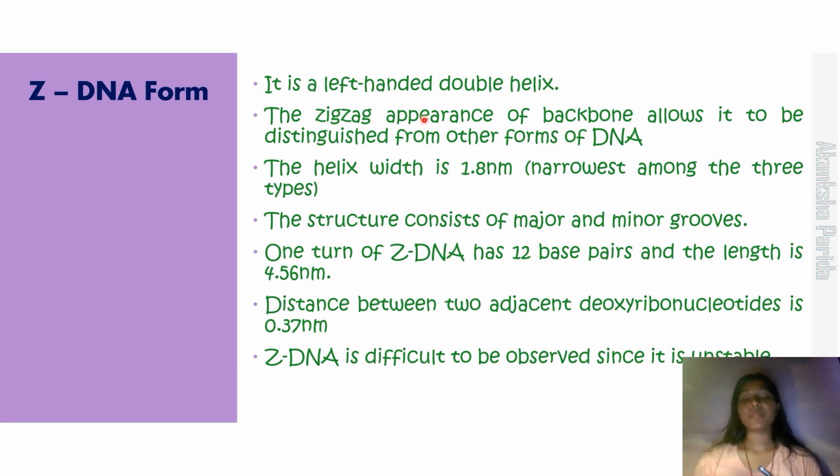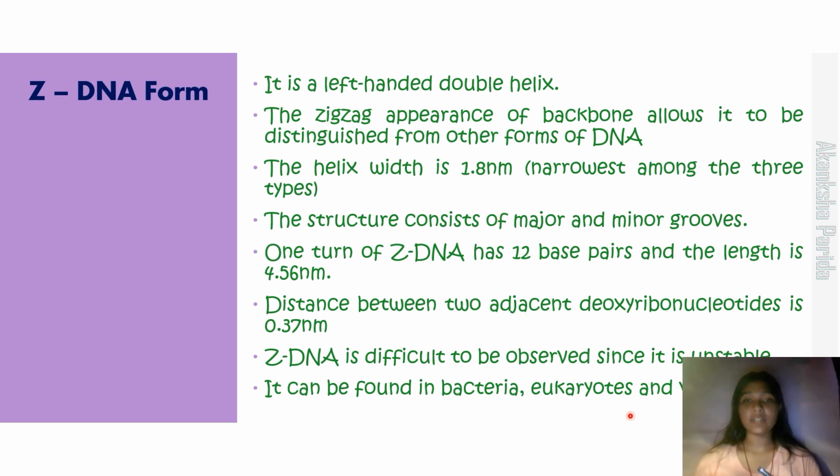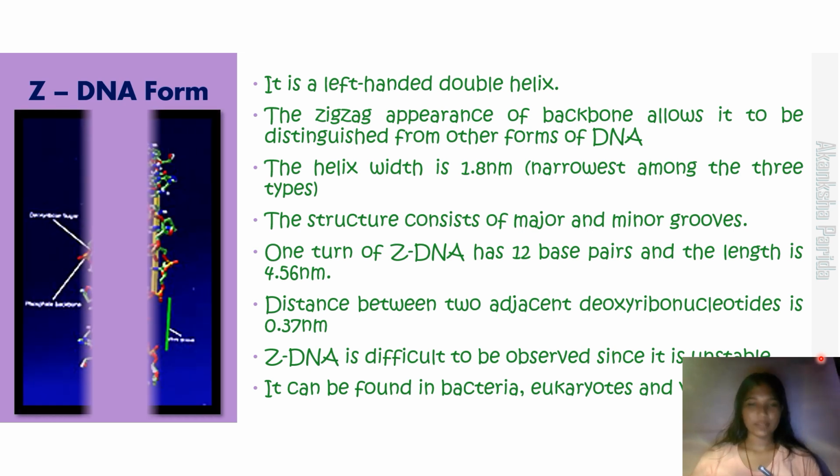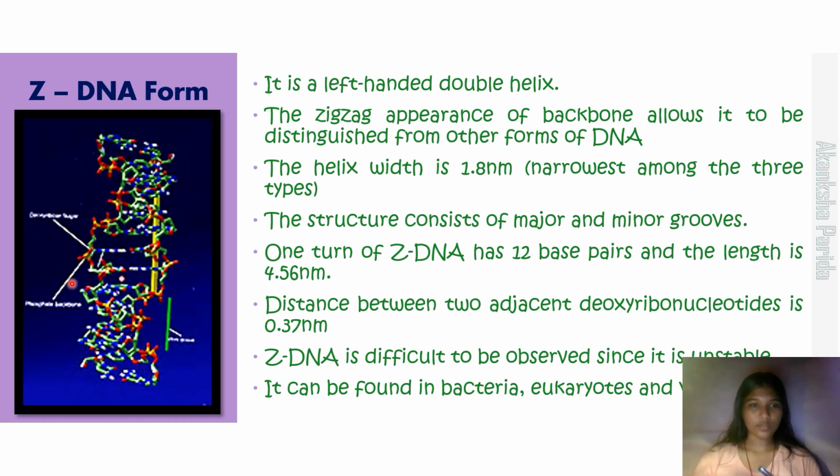It may take part in expression regulation of some genes and other genetic recombinations. It can be found in bacteria, eukaryotes, and viruses. In some viruses, they require Z-DNA binding proteins for pathogenesis. So this is the structure of the Z-DNA form.